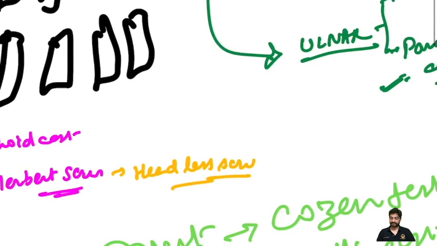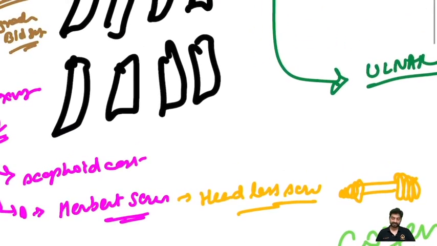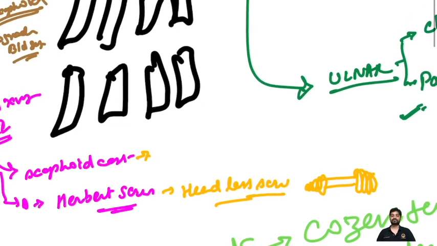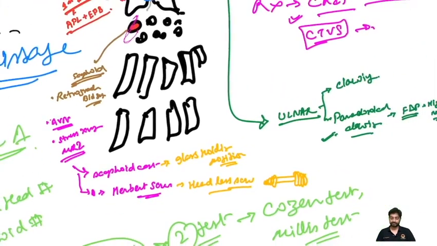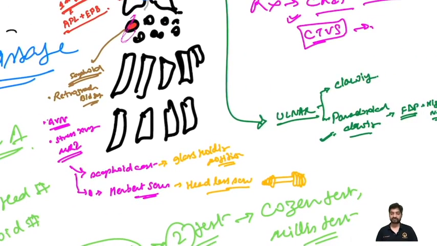It looks like that: there is a shaft, there is a serration over there, and there is a serration over there. So this is the Herbert screw. And in the case of a scaphoid cast, a question may be asked, what will be the attitude of the hand? It will be a glass holding position. So in a scaphoid cast, there is a glass holding position.